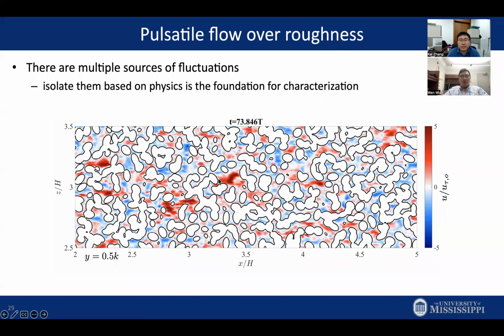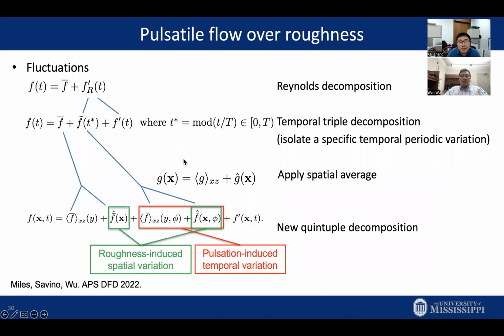But within the roughness canopy, you can see at some time instants it is all blue, which means the flow is all reversed. So in order to analyze this, the triple decomposition that people have used in previous studies is not sufficient, because we have a periodicity or an imposed variation due to the pulsation. People always use temporal triple decomposition to isolate the motion at that frequency. What we really need is to apply a spatial average to isolate the roughness-induced spatial variation and the pulsation-induced temporal variation. So this is what we call the quintuple decomposition that we proposed.